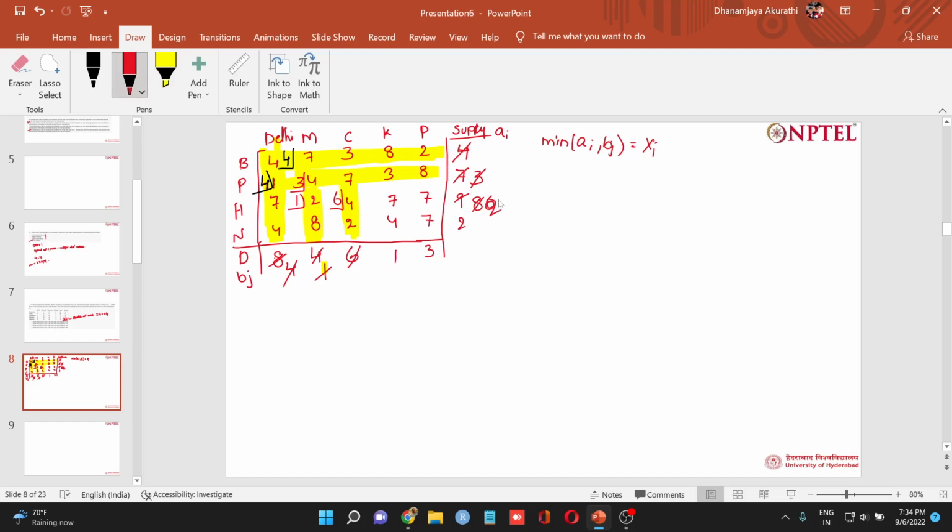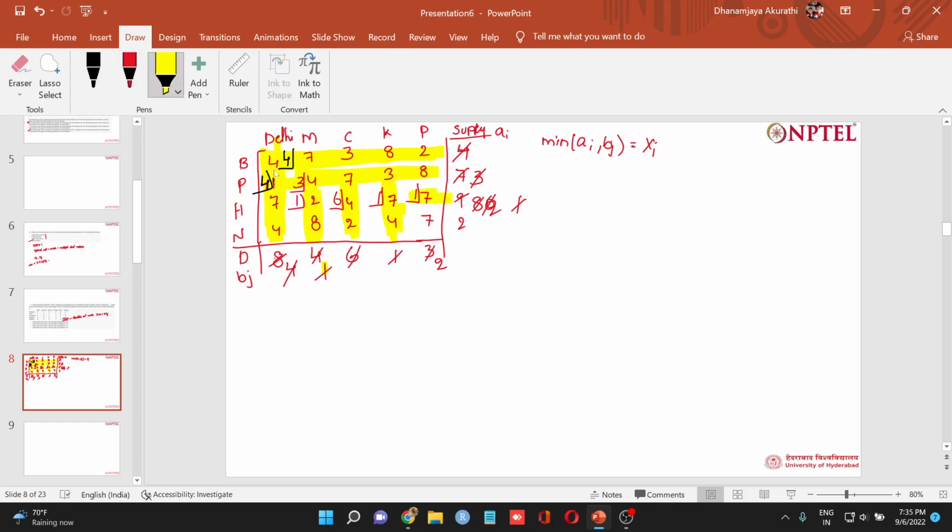Identify the minimum of A and Bj. Here minimum is Bj, that is 1. Assign that 1 here. So here it is 1, and cross out the corresponding column because it is from Bj. Next our element is again this 7. So corresponding minimum is attained from the row, that is 1. So assign 1 here. Here it is 3 minus 1, 2. Then cross out that row.